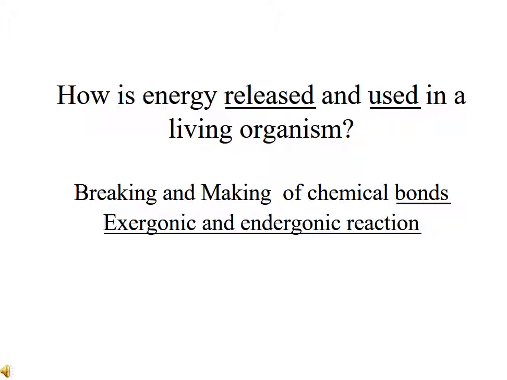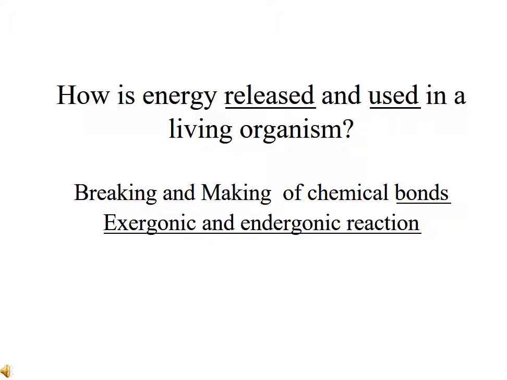How is energy released and used in a living organism? Basically, we're looking at breaking and making of chemical bonds. We have to understand that all of the energy that we're looking at is present in the chemical bonds that make up the macromolecules that we discussed earlier. These chemical bonds are formed by covalent bonding of electrons. And when we break these bonds apart, energy is going to be released.